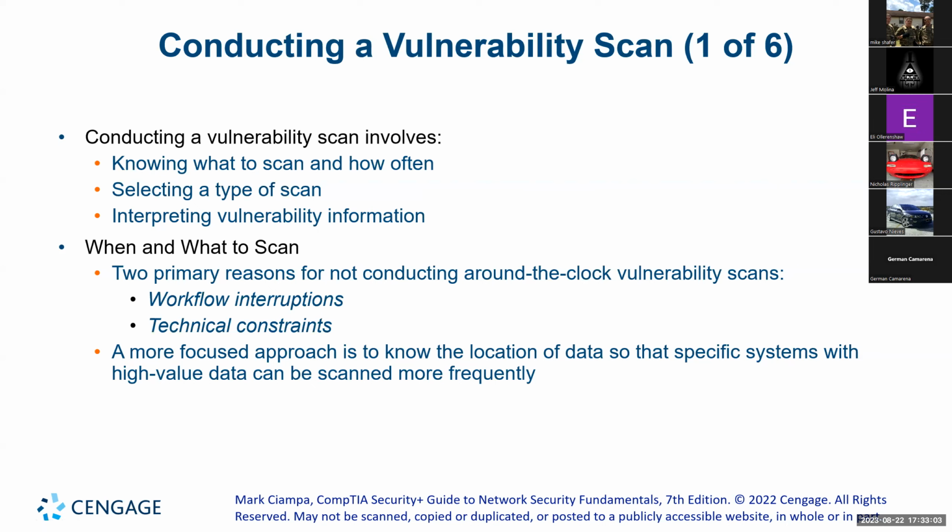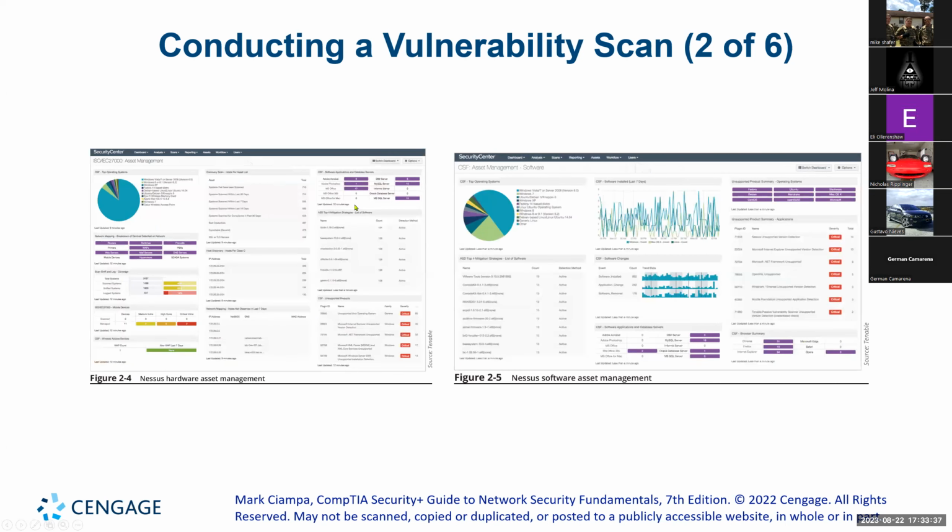Conducting a vulnerability scan involves knowing what to scan and how often, selecting a type of scan, and interpreting vulnerability information, including when and what to scan. Two primary reasons for not conducting around-the-clock vulnerability scans are workflow interruptions, that's usually the big one, and technical constraints. A more focused approach is knowing the location of data so that specific systems with high-value data can be scanned more frequently. So this is an example of a Nessus hardware vulnerability scanner, like asset management.